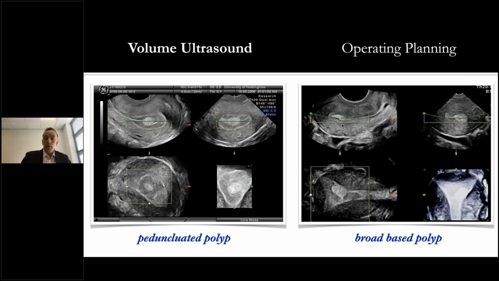But what I want to really pinpoint here is that on the left, we have a spherical polyp. You can see in the coronal and the render view at the bottom, that is a pedunculated polyp, easy to remove in the outpatient department, very low risk of recurrence.